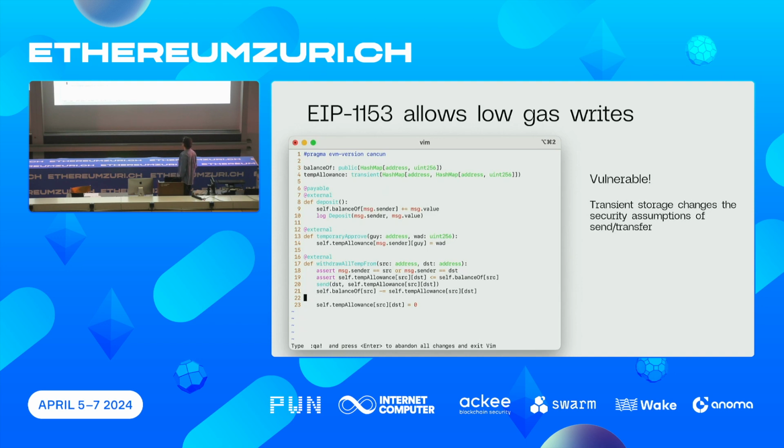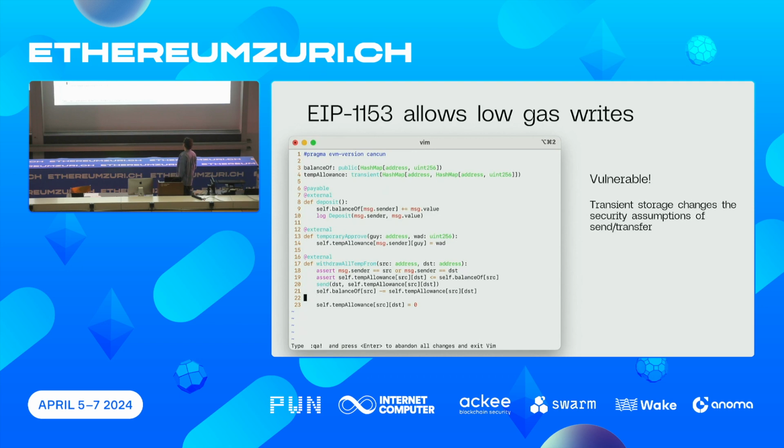So I've got an example here which has a balance field. It's still a vault. It has a balance field and a temporary allowance. Temporary allowance is a transient mapping. We can deposit by sending some ether to this contract, and we can temporarily approve, which means we make an approval which only lasts for this transaction. This is highlighted as a use case of EIP-1153, because usually when you make an approval, you don't want it to last a long time, you just want to do some operations with it. So temporary approvals could be an application of transient storage.